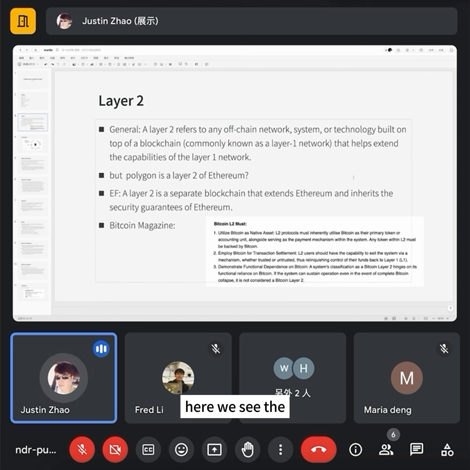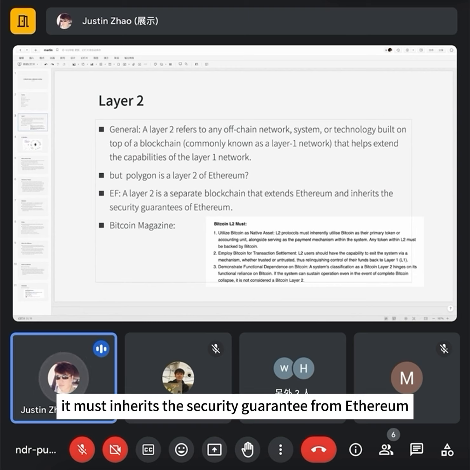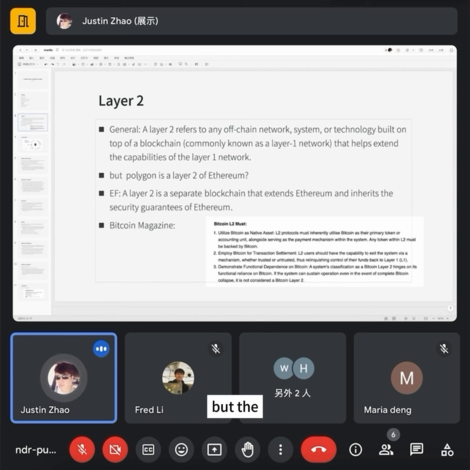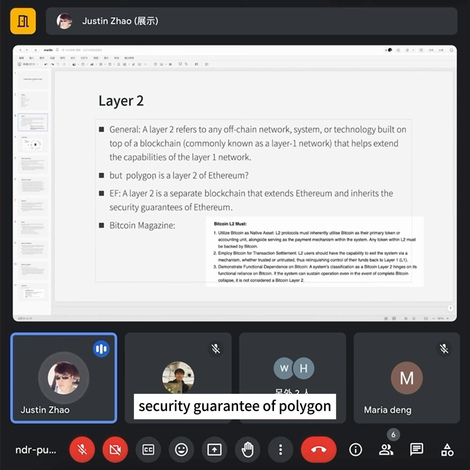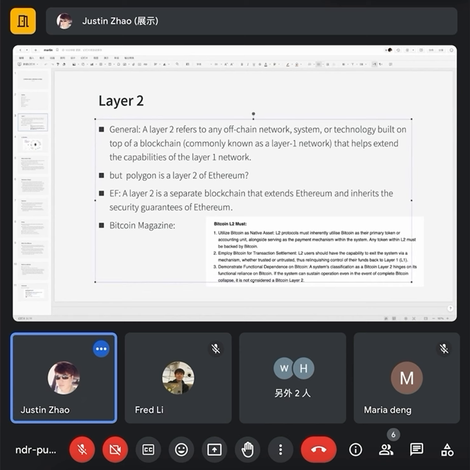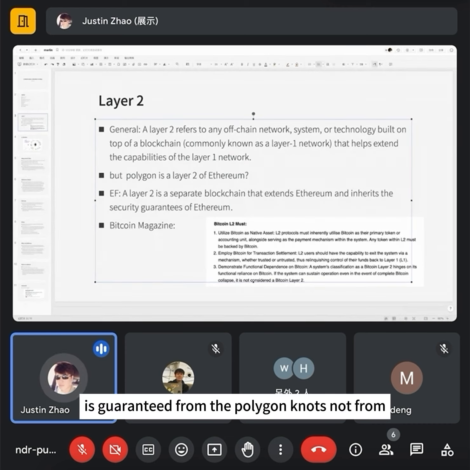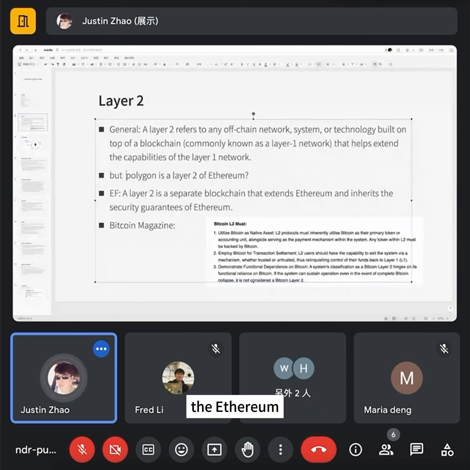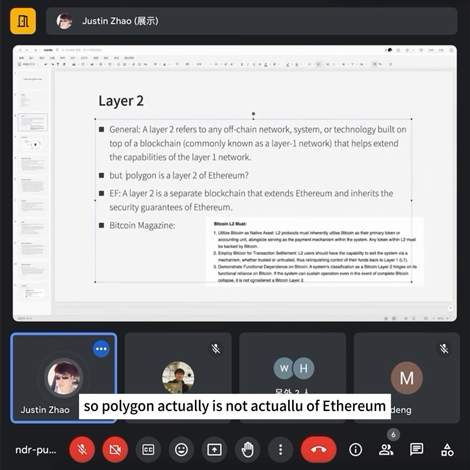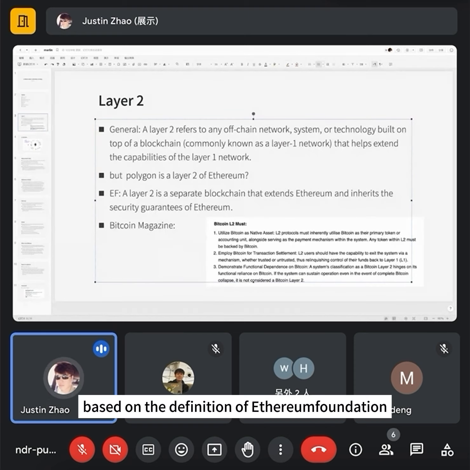here we see the definition. It must inherit the security guarantee from Ethereum. But the security guarantee of Polygon is provided by the Polygon nodes, not by Ethereum. So Polygon actually is not a layer 2 of Ethereum, based on the definition of the Ethereum Foundation.